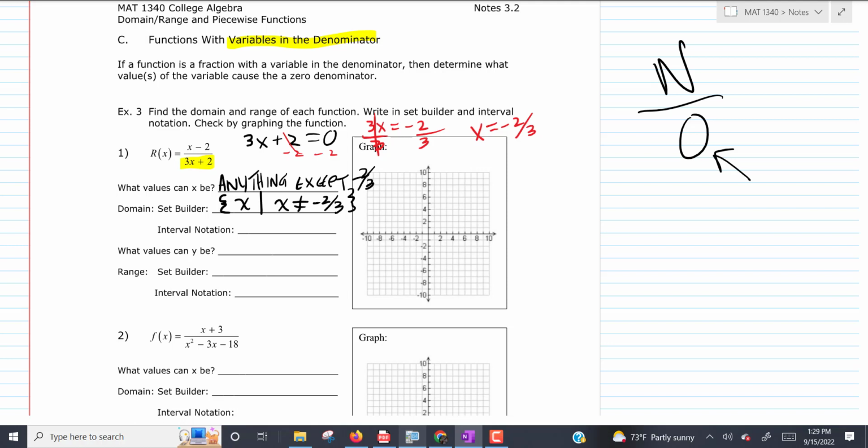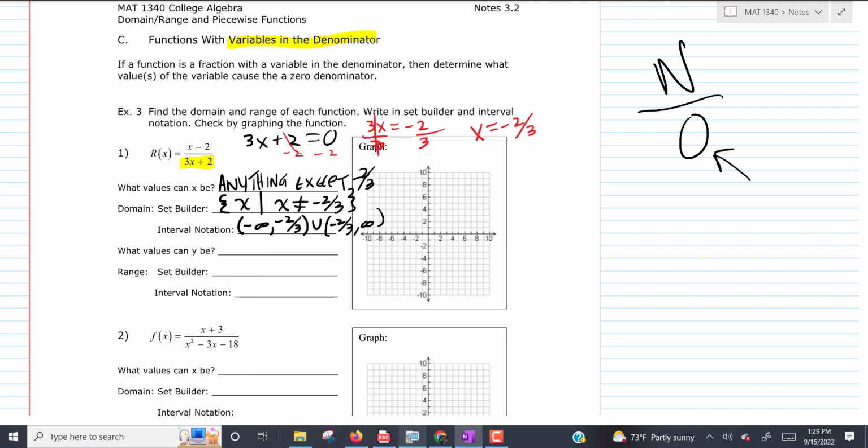You're going to write on the number line, it's going to be forever that way and forever that way, but you can't be negative 2/3. So the way you have to write this is you have to say negative infinity, comma, negative 2/3, parenthesis, and that parenthesis means that you can't be negative 2/3. Then you put the union, and then you go negative 2/3 to infinity.